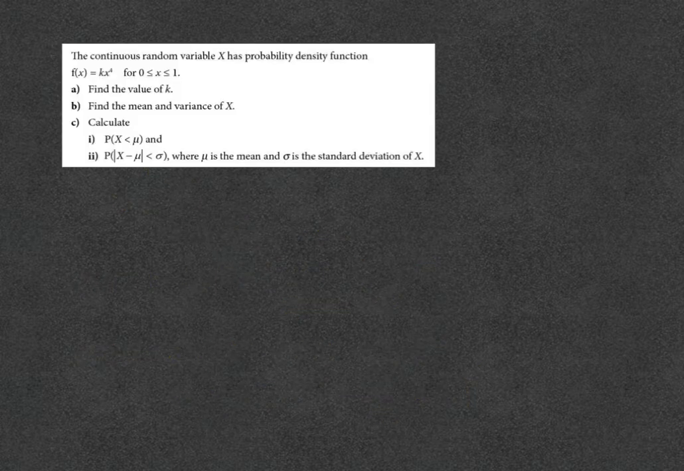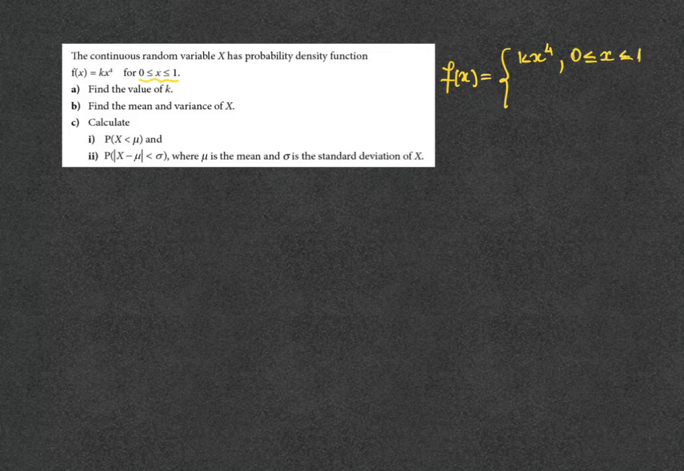Let's try this question. You can pause the movie and try it yourself. f(x) = kx^4 for x between 0 and 1. Actually, you'll see very often it defined as a piecewise function: kx^4 for 0 ≤ x ≤ 1 and 0 elsewhere, meaning that for x smaller than 0 or x bigger than 1, it is 0. There's just another way to write the same. Find the value of k.